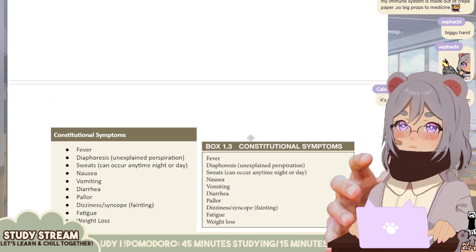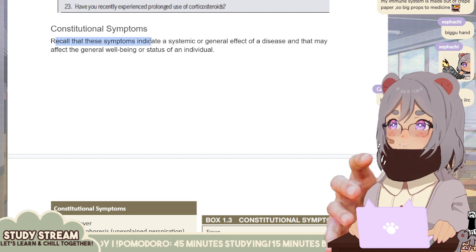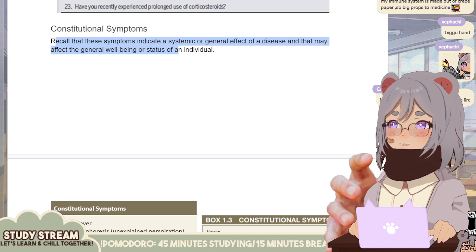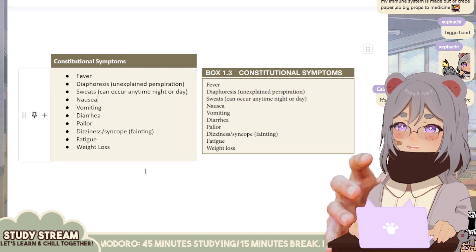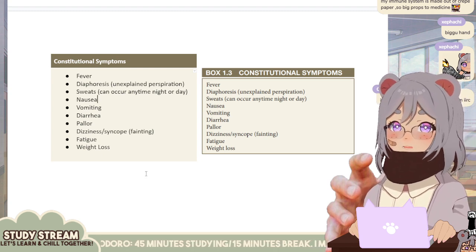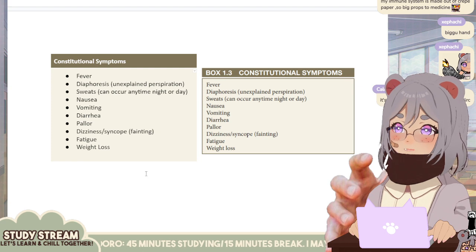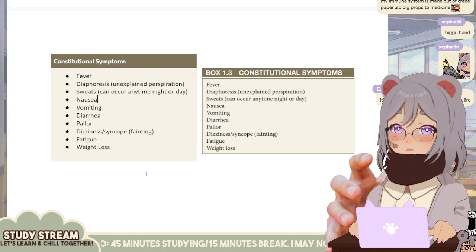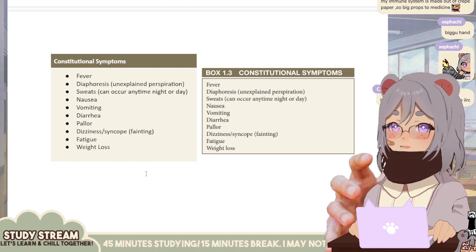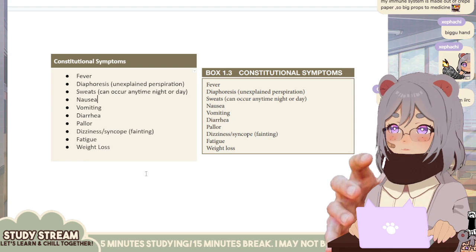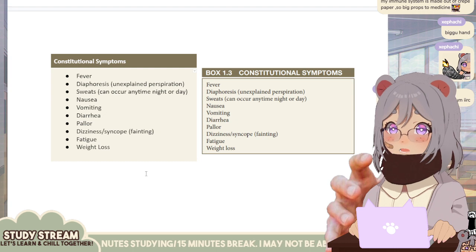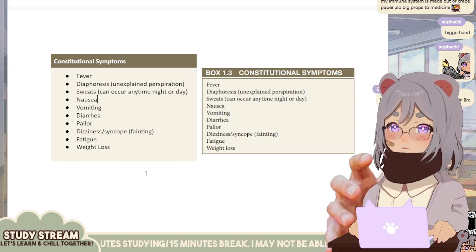So, what are our constitutional symptoms? Again, recall that symptoms indicate a systemic or general effect of a disease that may affect the general well-being or status of an individual. So again, if your patient's coming in and they have a fever, they're having unexplained perspiration or sweating, they sweat and it could occur anytime during the night or day. Nausea, vomiting, diarrhea, pallor, which is like a paleness of the skin, dizziness or syncope, which is like a fainting. These people just drop. Fatigue and weight loss are going to be your constitutional symptoms.